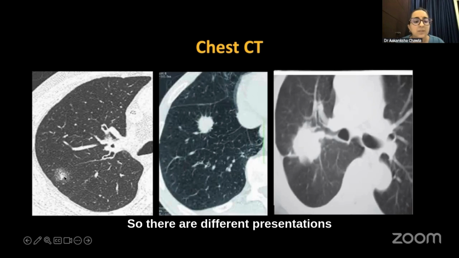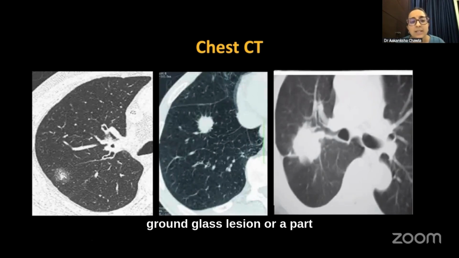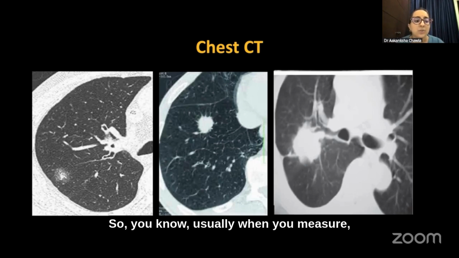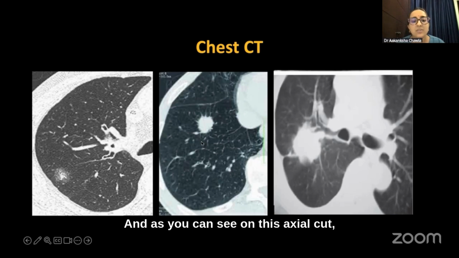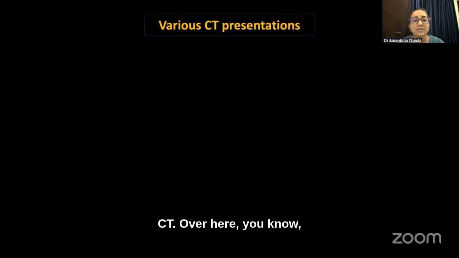So there are different presentations of lung cancer with pure ground glass lesion or a part solid and part ground glass lesion. Usually when you measure this part solid and part ground glass, you measure the solid part. That is what tells you about the size of the tumor, basically. And as you can see on this axial cut, there is mass with spiculated margins, another irregular mass in the lung. So varied presentations on X-ray as well as CT.